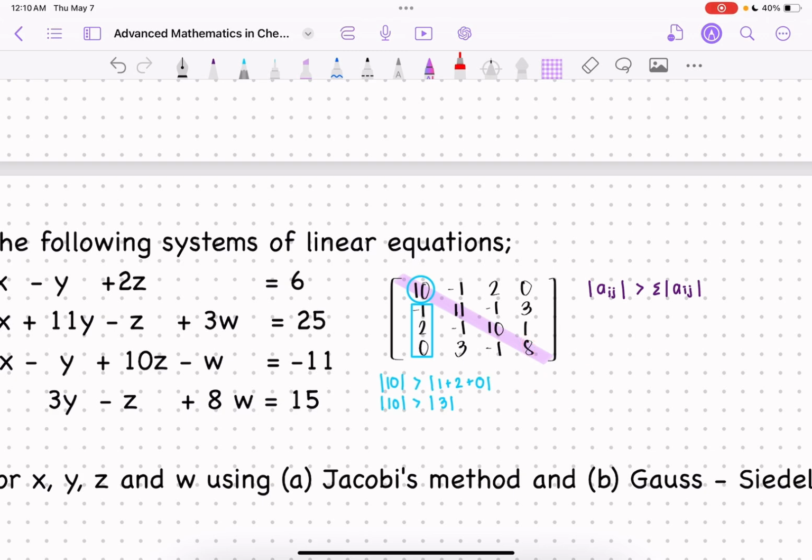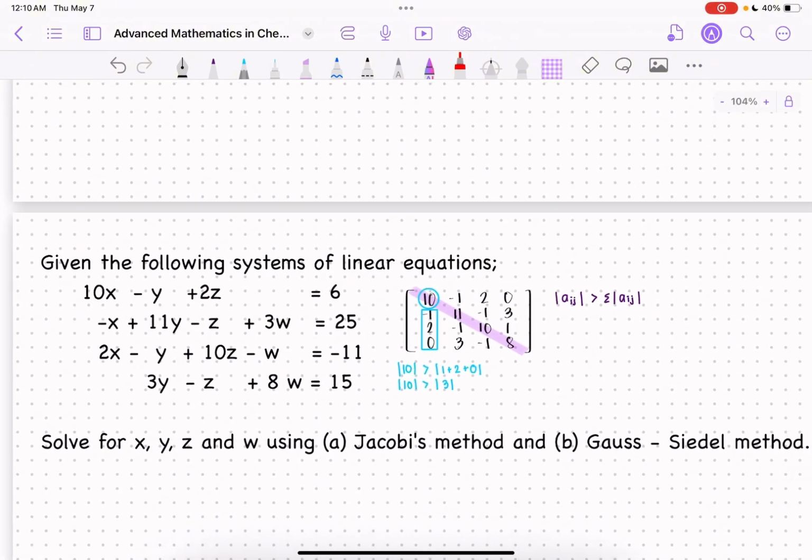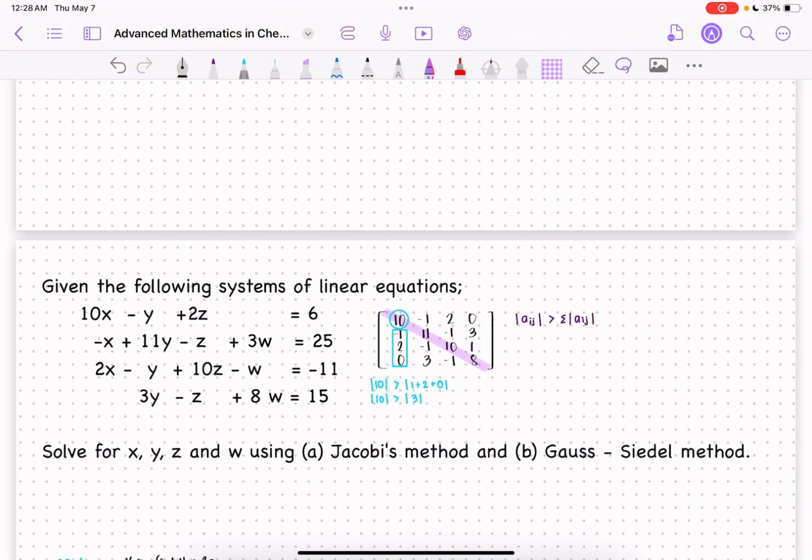So this means that we can apply these two methods to solve for its roots. Now, to implement these iterative methods, we must first express each variable as a function of the others from its respective equation. So this would be our equation 1, and this would be in terms of the value x. And in order to do that, we're going to transpose the non-x values to the right side and divide this by 10 in order to cancel x. This would be our equation 1.